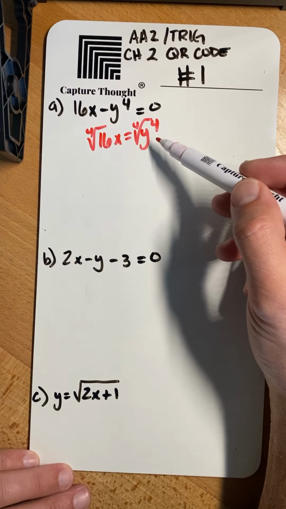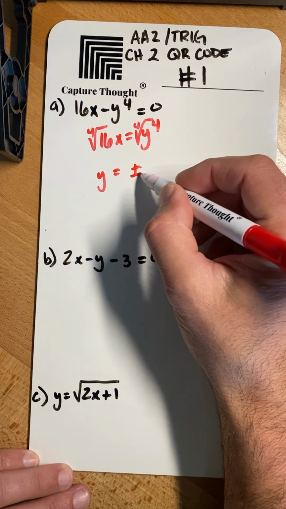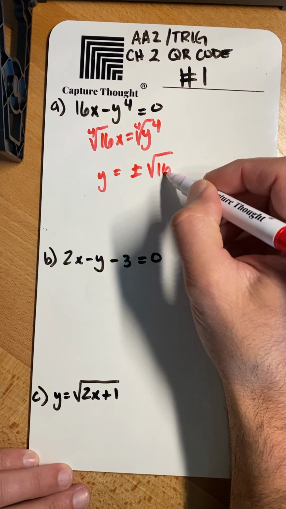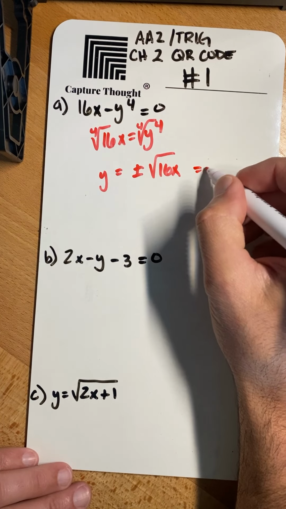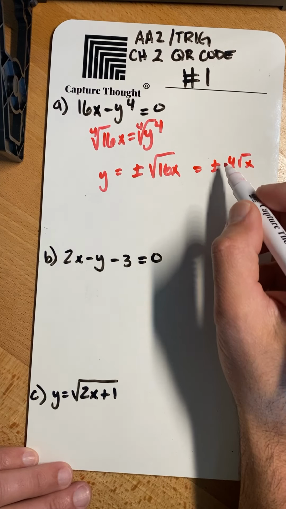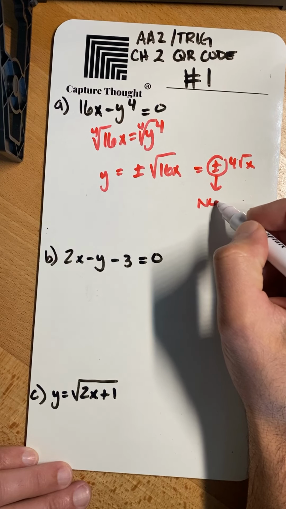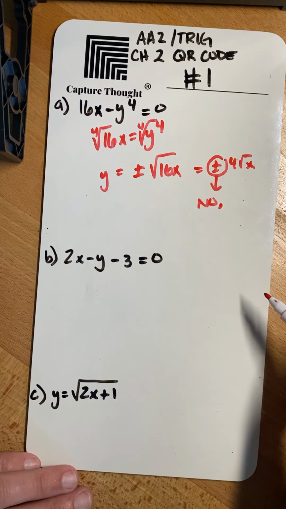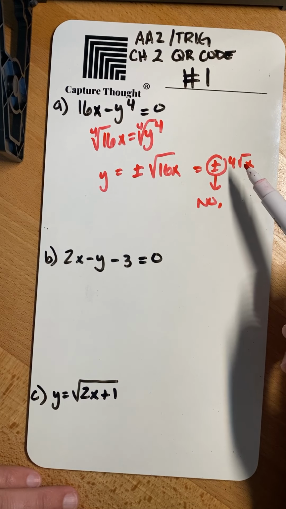Now the fourth root of each side is an even number. So that means that y is equal to plus or minus the fourth root of 16x, and that means that's plus or minus 4 square roots of x. So because there is a plus or minus introduced here, that's going to tell you that no, this does not represent a function of x because there are multiple outputs for a single input.